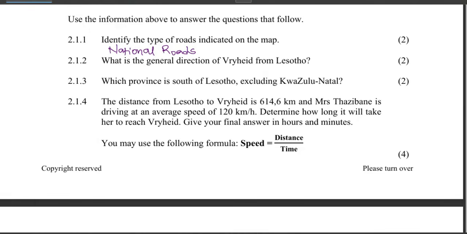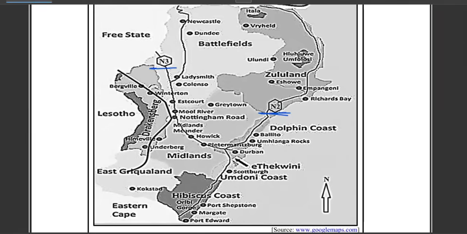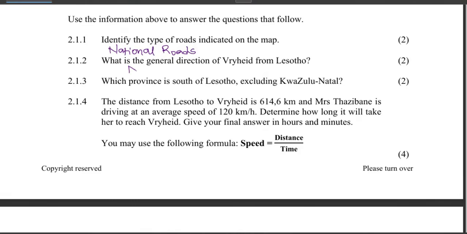Then, what is the general direction of Verheyen from Lesotho? Lesotho is here, then the place we're looking at is here. So from Lesotho means you're here and you're heading that side. This is north, east. So the general direction is north-east.